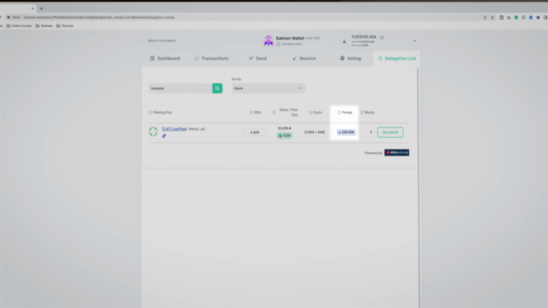Finally, you have the pledge amount. This number shows how much ADA the pool operators themselves have delegated or pledged to the pool when they started operating. Generally, this shows how serious the operators are to their pool. If they're putting more of their own money in, it shows they're more serious about actually properly operating that pool.